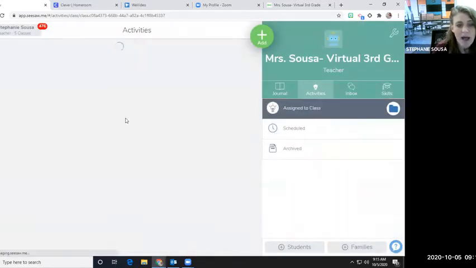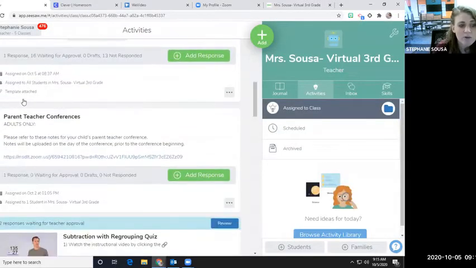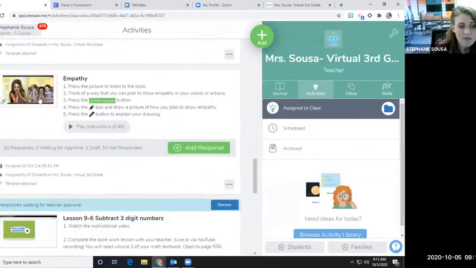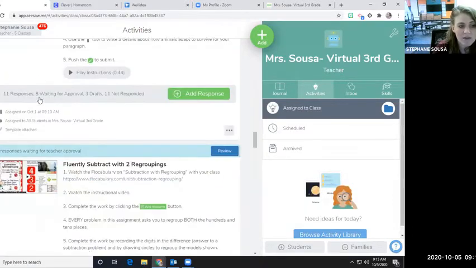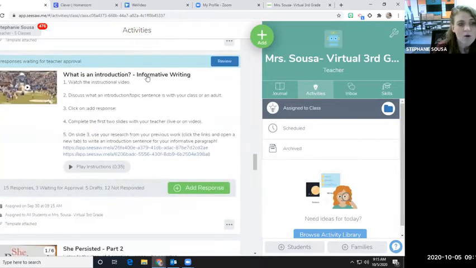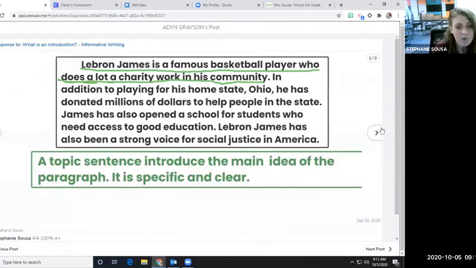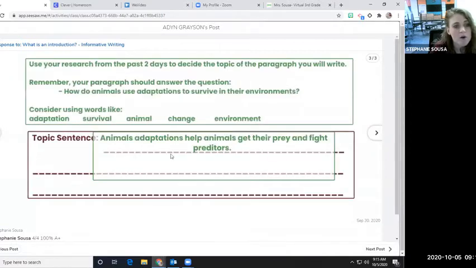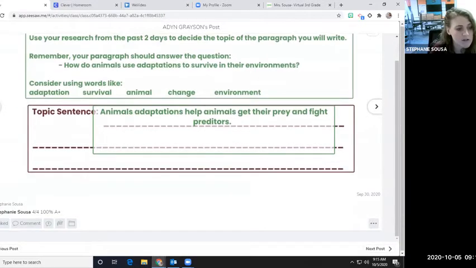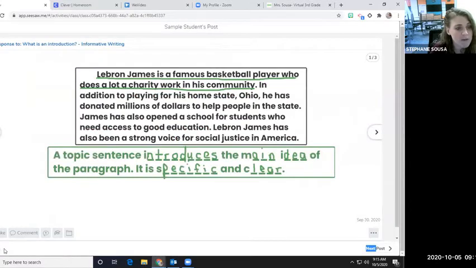I'm going to have to go back in my activities and review what my topic sentence was. So I'm going to go to my activity that was about my topic sentence. Oh yeah, my introduction. And I'm going to look at what my topic sentence was. Okay, so you'll take a look. If my name is Aiden G, I'm going to click and I'm going to remember, oh yeah, my topic sentence was that animals' adaptations help animals get their prey and fight predators. So that's what Aiden said he was writing about.